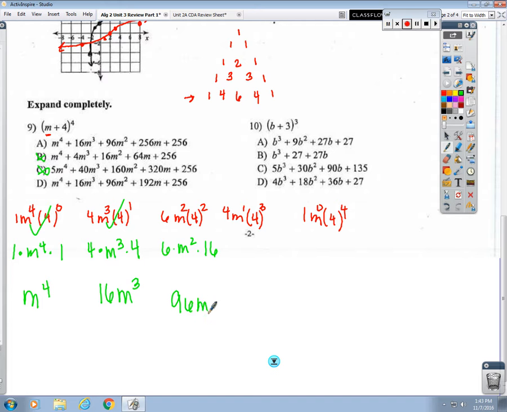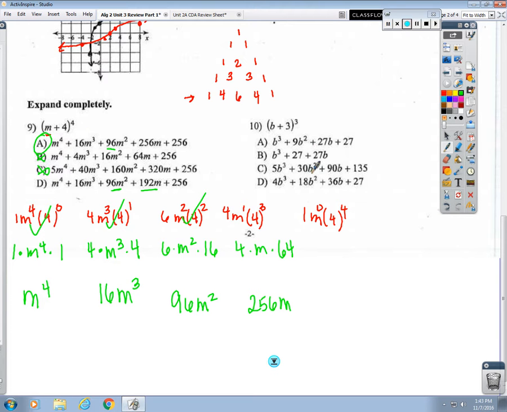Now, I have a 6 times an m squared times a 16, and that becomes 96m squared, which doesn't help us because both of our choices still in it are 96m squared. 4 times m times, what is 4 cubed? What's 4m times 64? 256m, right? That one's not right, so it's A.